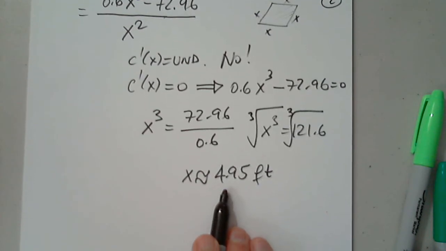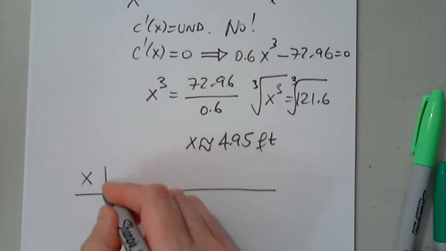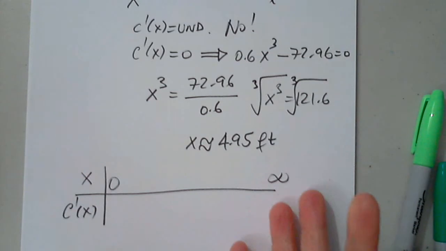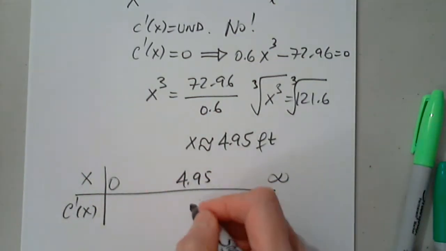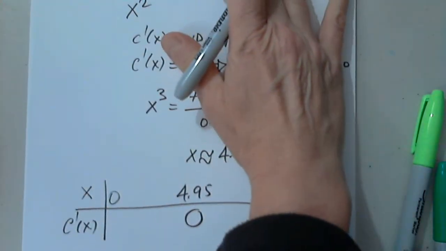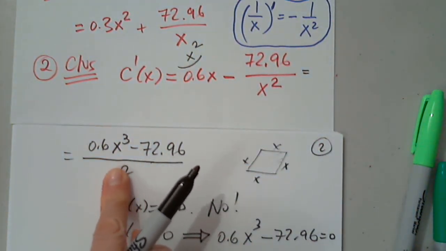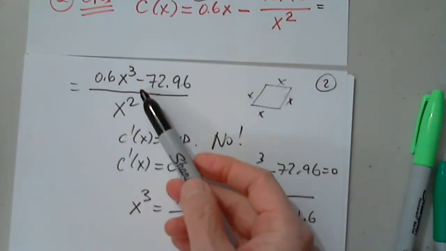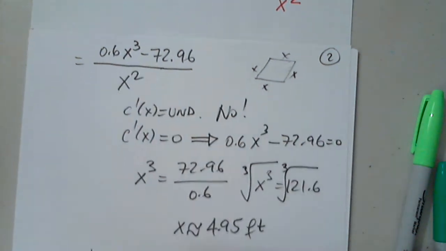How do I know that this gives a minimum or a maximum? I have no idea. So that's why I have to show. And I show in this way. x, of course, cannot be 0. At 4.95, C prime is 0. And now I have to study the sign left and right. I will not even look at x squared because it's always positive. I will plug in 0 in the numerator and tell me just the sign. That's all I need when x is 0, and I'll put the sign here.